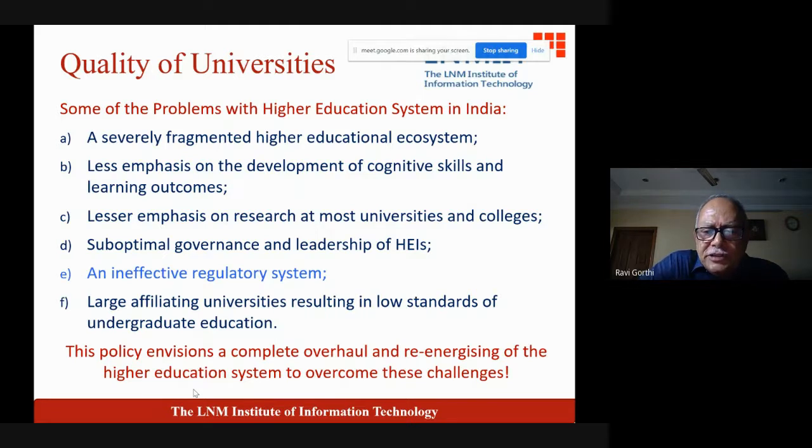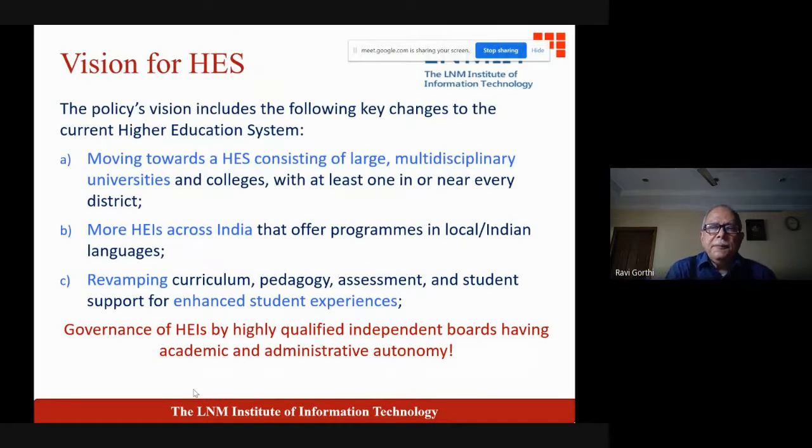The policy envisions a complete overhaul and re-energizing of the higher education system. A complete overhaul is what is submitted by this honorable committee of experts, national and international, to really make India what they aspire for. Now, the vision for the higher education system.